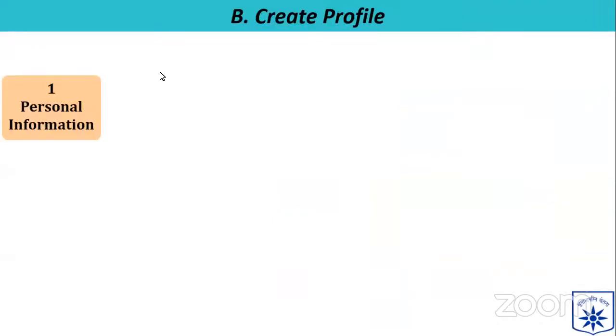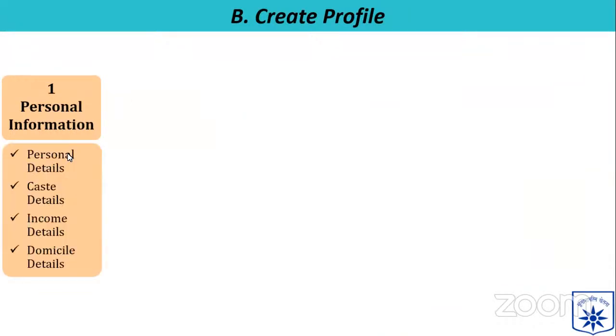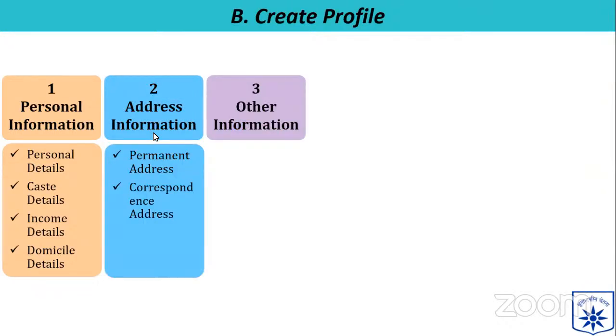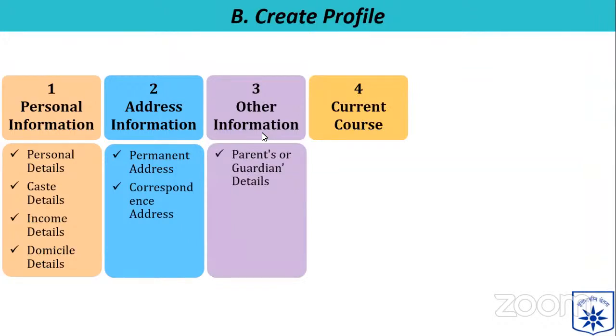Yes, in profile, you are supposed to enter your personal information. In personal information, personal details, caste detail, income detail, and domicile detail have to be entered. Then address information, where you inform us regarding your permanent and correspondence address. Then in the third slot, you inform about other information, that is your parents' or guardians' details. Then in the fourth slot, you enter the information about your current course.